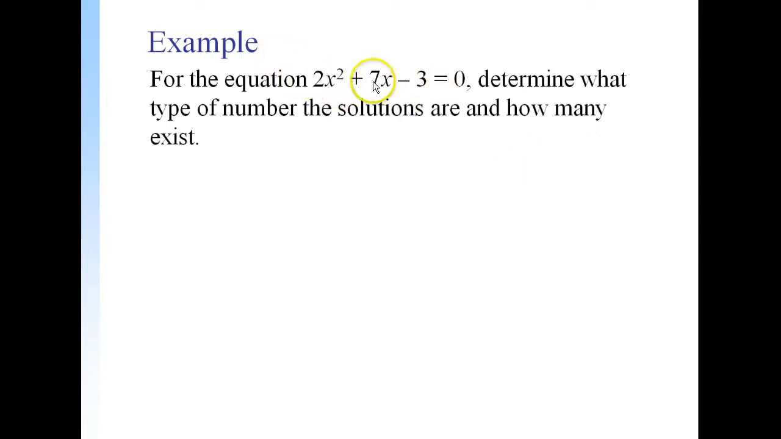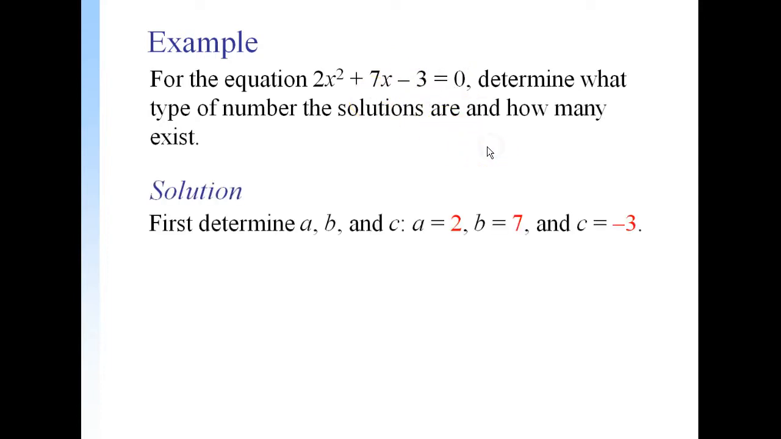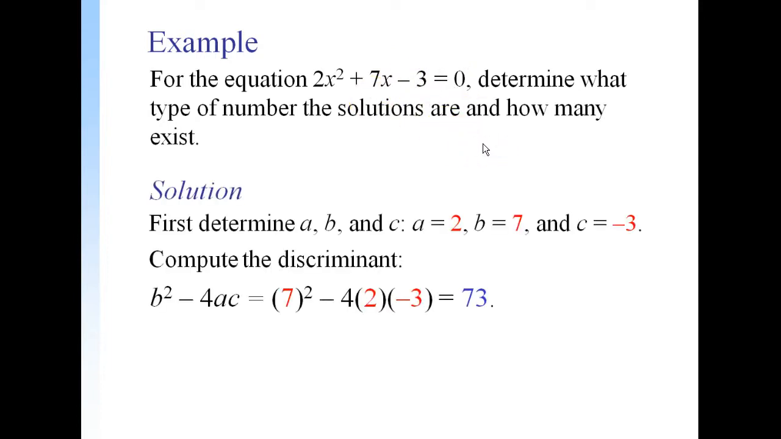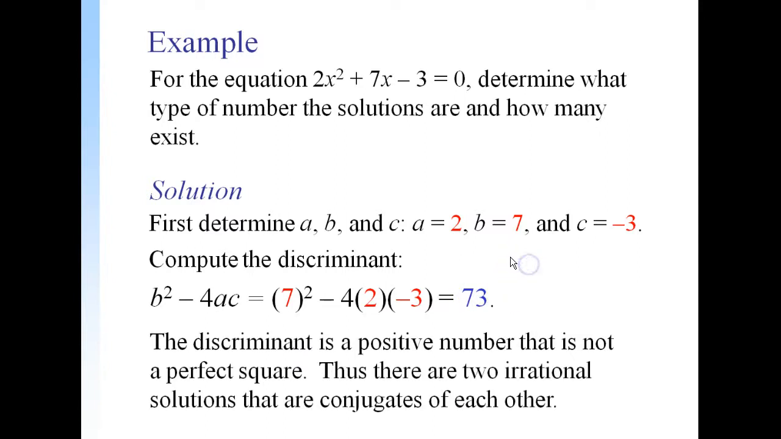Okay, a, b, c, it's in standard form. Substitute and you get 73. Now this is not a perfect square, so you're going to get positive numbers. That is not a perfect square. There you go. Thus, there are two irrational solutions that are conjugates of each other.